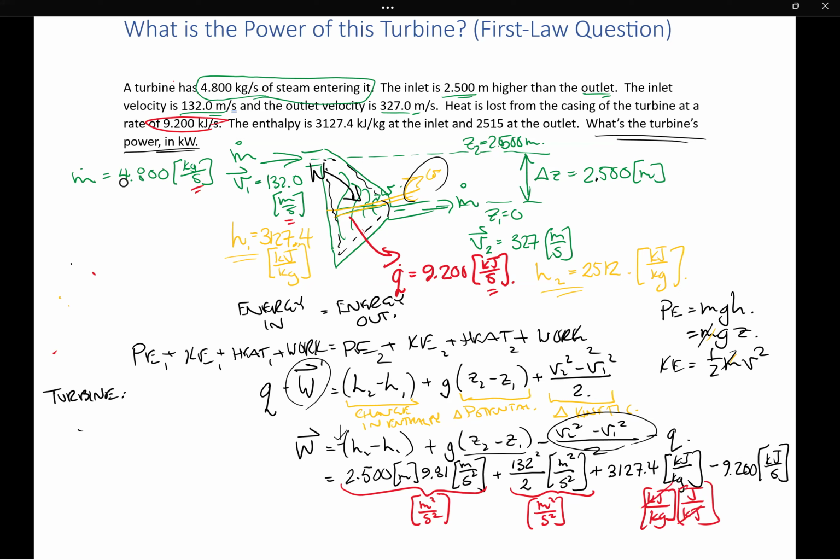Well, how many are there? There are 1,000 joules in 1 kilojoule. So you're going to have to multiply this factor onto that term. And then you're going to subtract your kilojoules per second.